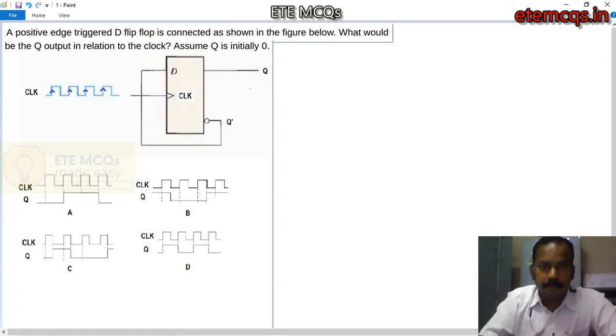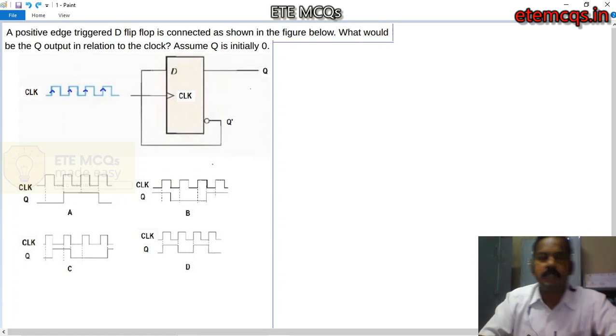It is very clear. And Q bar is given as input to the D flip-flop. So we need to have knowledge of both Q and Q bar, because Q is your output and Q bar becomes the input of the D flip-flop itself. The clock pulse and the respective output are given. We are supposed to find which particular option will be correct.